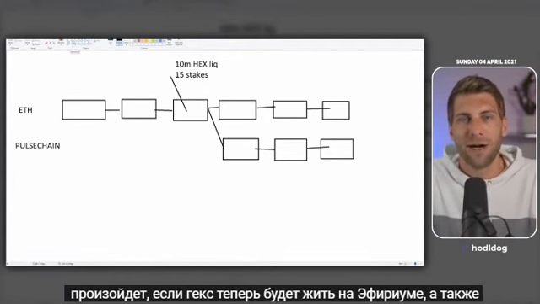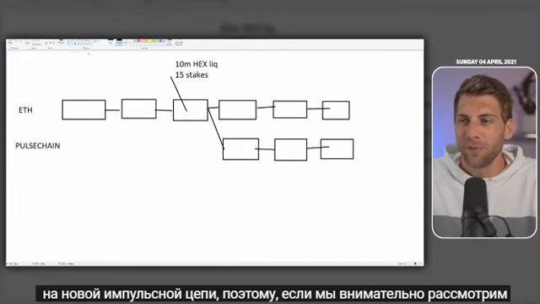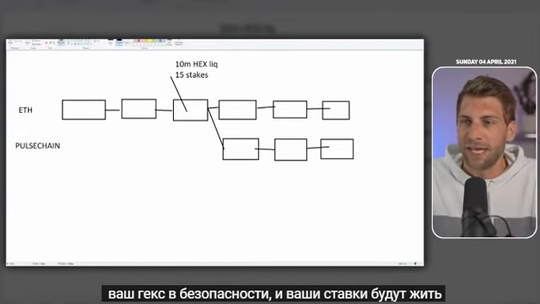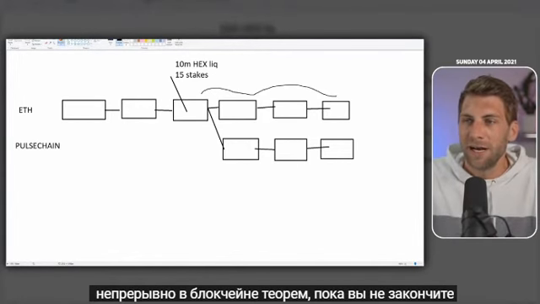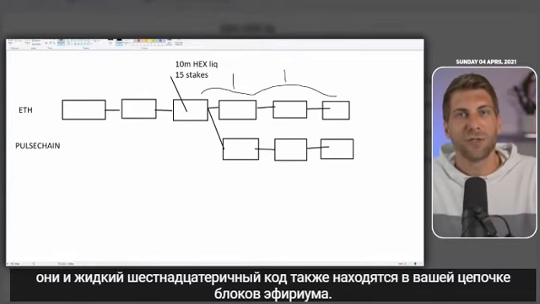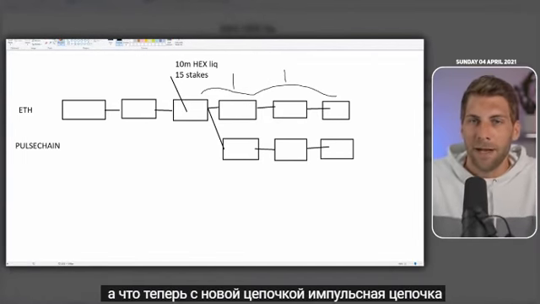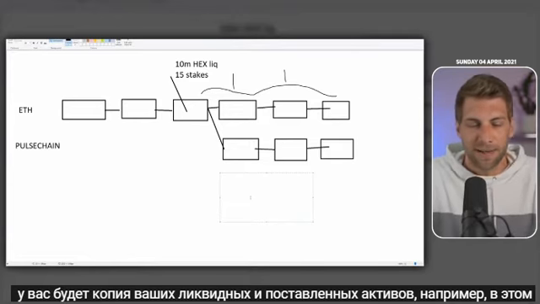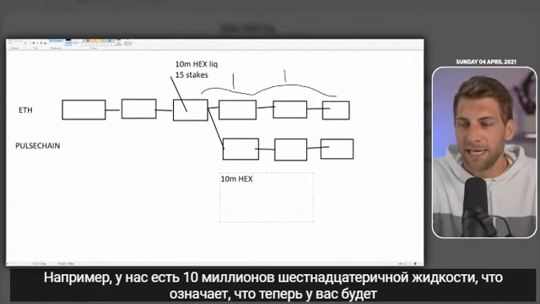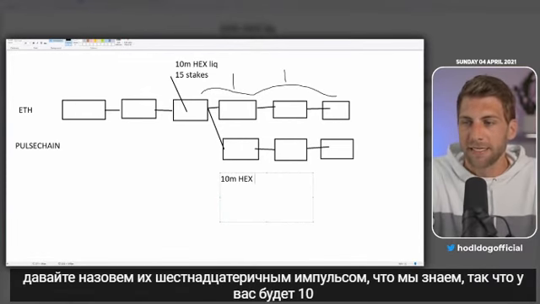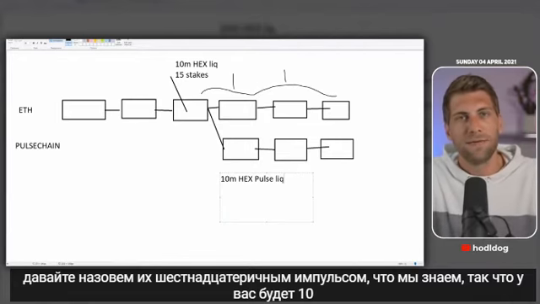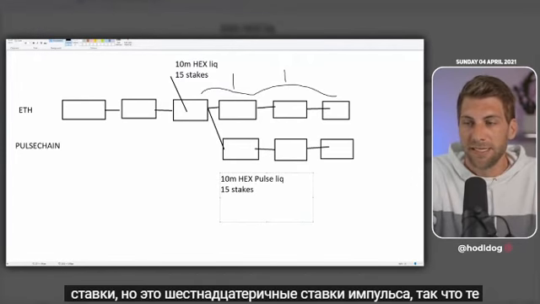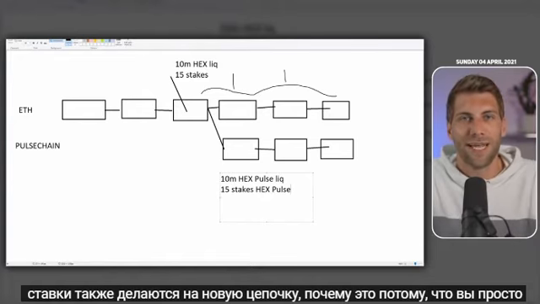What will happen if HEX will now live on Ethereum and as well on the new PulseChain? So if we have a closer look on the Ethereum chain, your HEX is still there, your HEX is safe, and your stakes will live continuously on the Ethereum blockchain until you end them, and the liquid HEX sits as well on your Ethereum blockchain. But what's now about the new chain, the PulseChain? You will have a copy of your liquid and staked assets. So for example, in this example, we have 10 million HEX liquid. That means you will now have, let's call them HEX Pulse, just so that we know, 10 million HEX Pulse liquid. You still have your 15 stakes, but these are HEX Pulse stakes, so those stakes are also staked on the new chain.